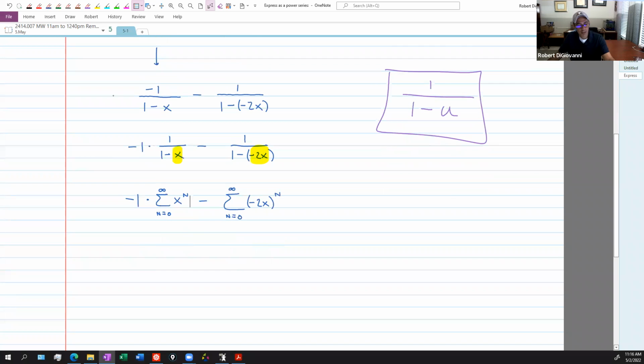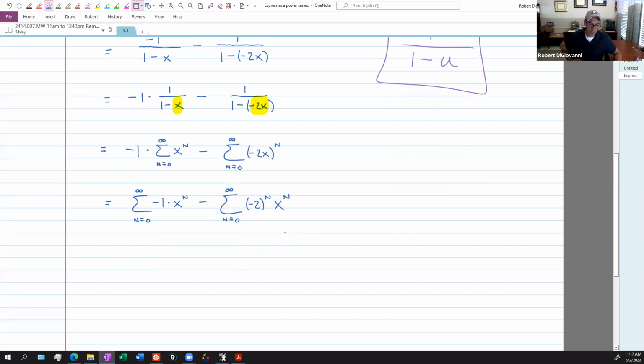So at this point, watch what I do here. Algebraically, this just becomes sum n equals 0 to infinity. I'm going to move that negative 1 inside, negative 1 times x to the n. And then on this one, minus sum n equals 0 to infinity, I'm going to write that as negative 2 to the n times x to the n. Notice they both start at the same exact place, right? They both start at 0. They both have an x to the n.